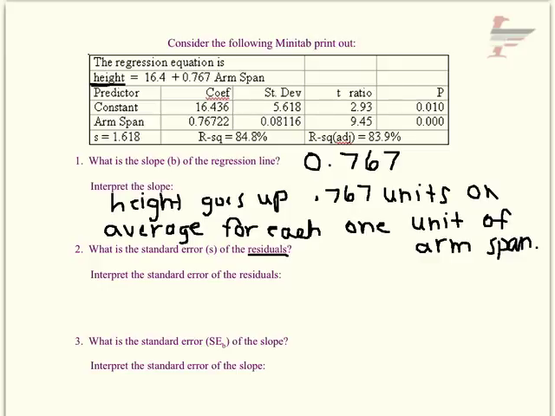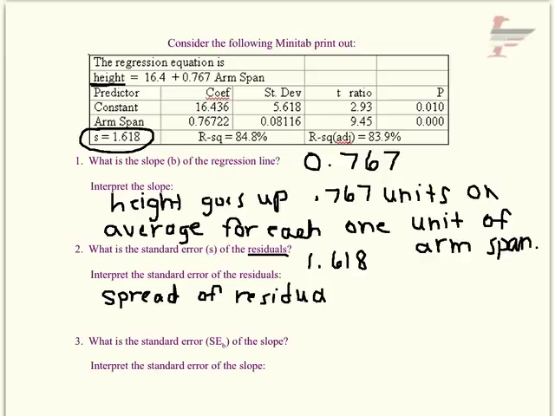Okay, it's not the standard deviation or the standard error of your slope or your y-intercept. It's just of your residuals, and that's always this S value. And the interpretation for that is, it's the spread of the residuals about your least squares regression line. And of course, we want to keep that small if possible.